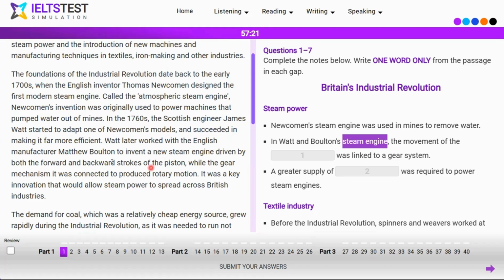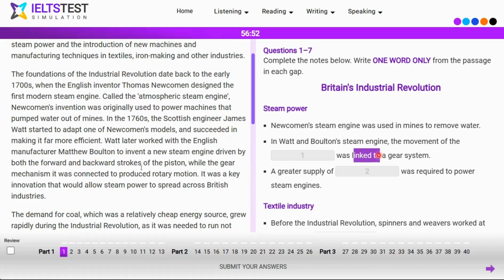Okay, so it says driven by both forward and backward strokes of the piston. While the gear, now I've seen gear. Look at gear here. Can you see that gear is in the question also? While the gear mechanism, it was connected to. Connected to is a paraphrase for what? Linked. Linked to.